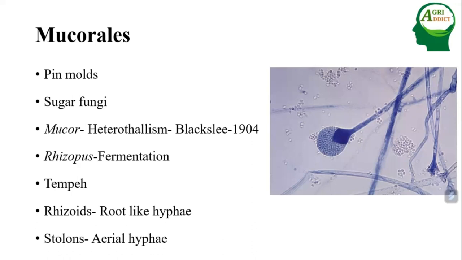You might have heard about the famous Indonesian dish tempeh, which is made of soybean and Rhizopus, which tells us that Rhizopus can be used in the fermentation process. Compared to Mucor, which has only one kind of hyphae, Rhizopus has two kinds of hyphae. Rhizoids means root-like hyphae, whereas stolon means aerial hyphae. This is the rhizoid, and this joining region is the aerial hyphae, on which the sporangiophore and spores will be produced.